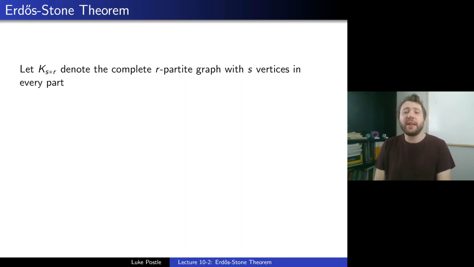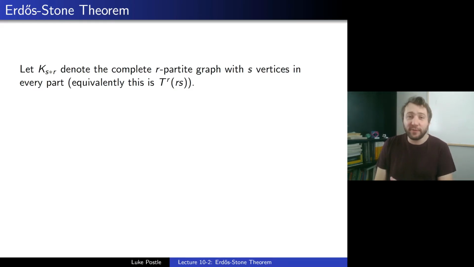To state it, let us denote by K_s^r the complete r-partite graph with s vertices in every part. Equivalently, this is the Turan graph with r parts on rs vertices, where you have the equitable parts. So you can also think of it as a blow-up of the complete graph, where every vertex gets blown up into an independent set on s vertices.